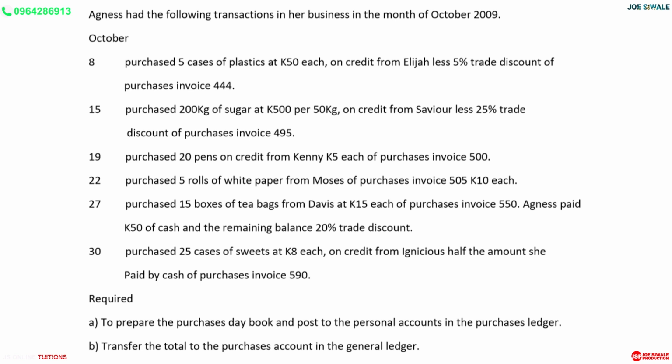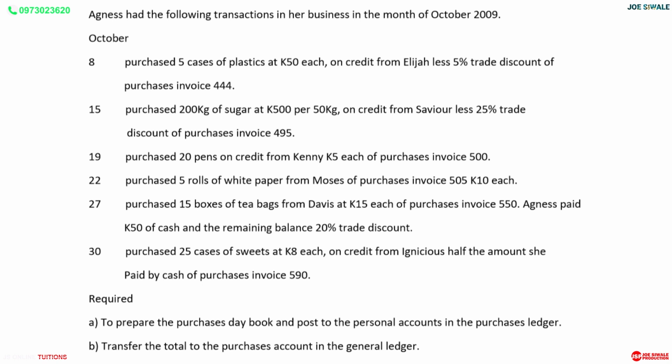Then on the 27th, purchased 15 boxes of tea bags from Davis at 15 kwacha each of purchases invoice of 550. Agnes paid 50 kwacha of cash and the remaining balance, 20% trade discount. Then on the 30th, purchased 25 cases of sweets at 8 kwacha each on credit from Ignatius, half the amount she paid by cash of purchases invoice of 590. So you are required to prepare the purchases daybook and post to the personal accounts in the purchases ledger. Then B, transfer the total to the purchases account in the general ledger.